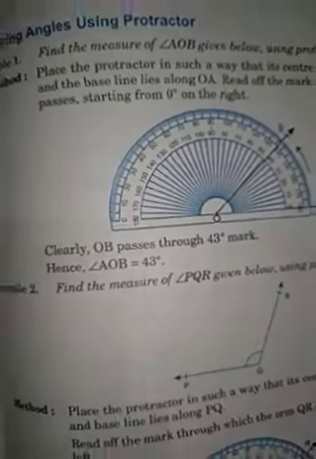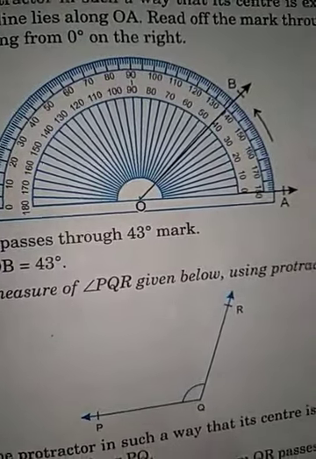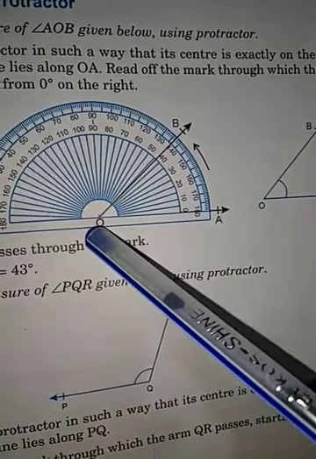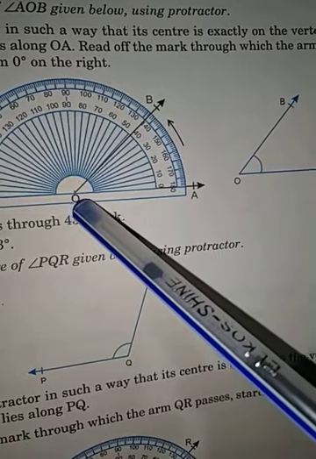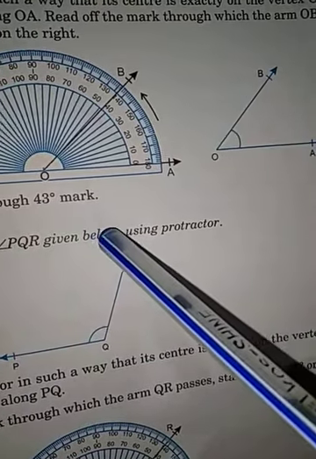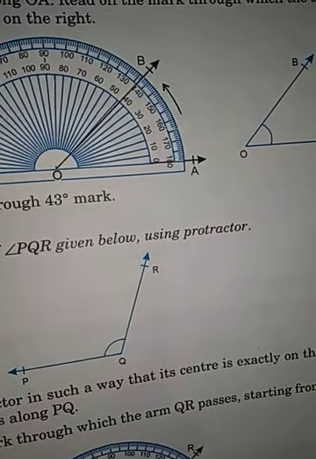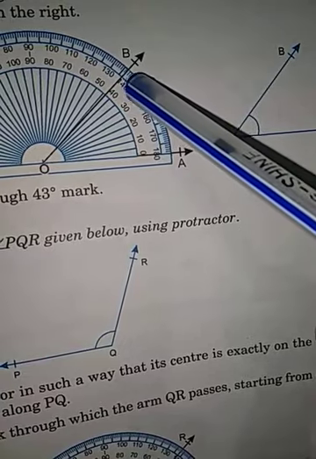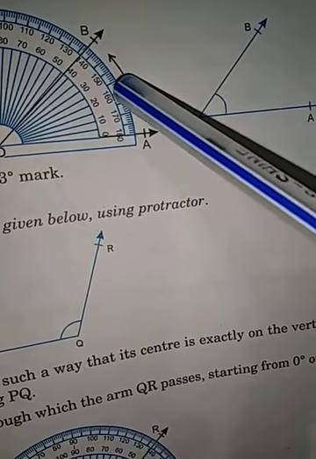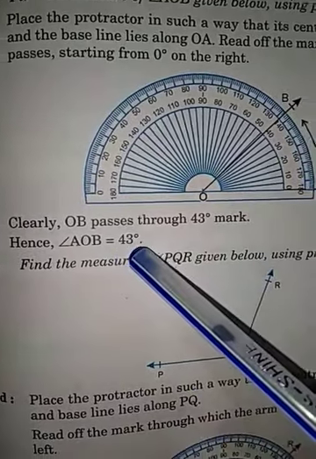Measuring angles using a protractor. Place the protractor in such a way that its center is exactly on the vertex O. You see, in angle AOB, the central point of the protractor lies at the vertex of angle AOB. And the baseline lies along OA. This is the baseline, which lies along one arm of the angle AOB. Now read off the mark through which the arm OB passes, starting from 0 degrees on the right. It clearly passes through 43 degrees. Hence, the measure of angle AOB is 43 degrees.